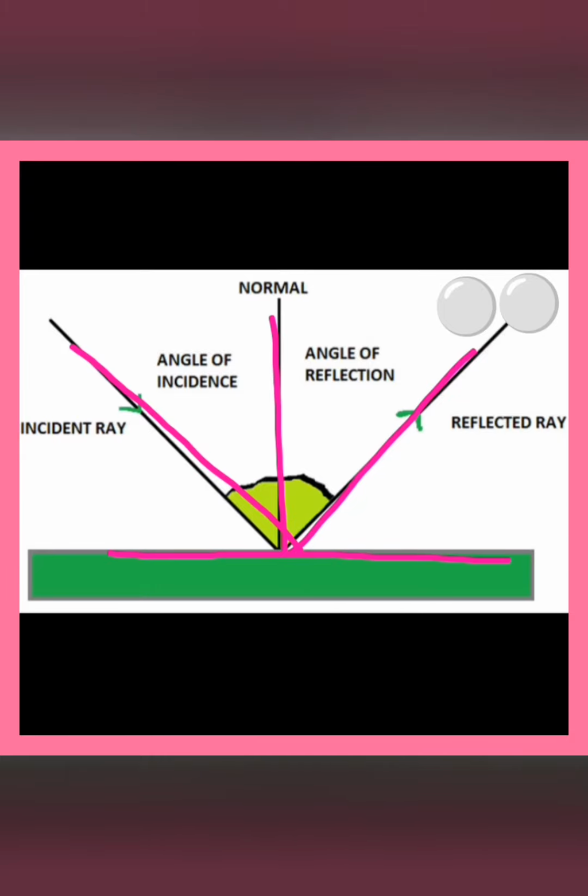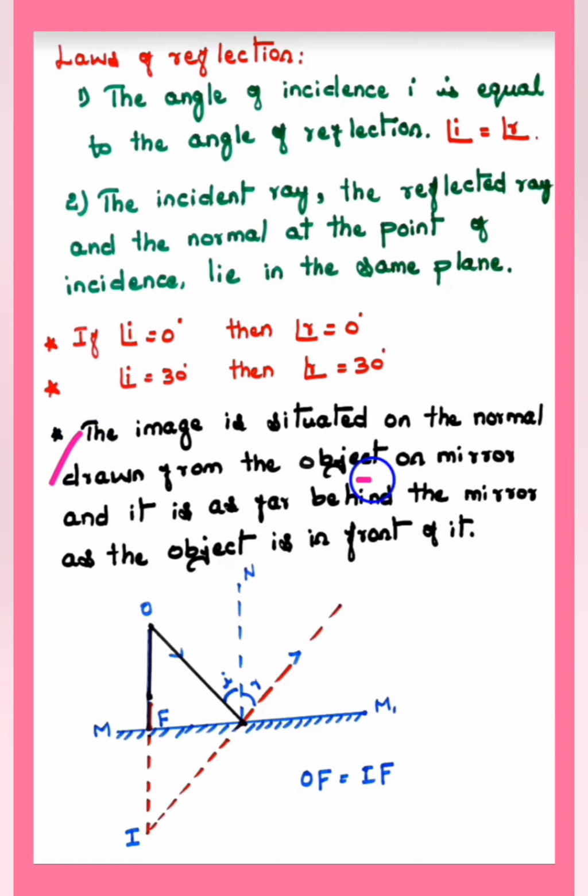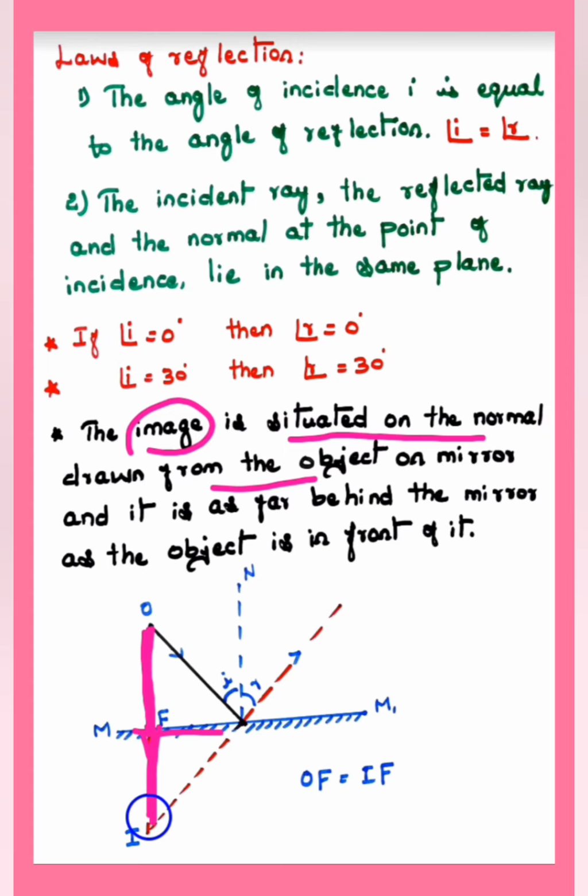Next, the image is situated on the normal drawn from the object to the mirror, and it is as far behind the mirror as the object is in front of it. Where will the image be situated if you place an object in front of a mirror? The image will be situated on the normal drawn from the object. If this is the object, you draw a normal to the mirror and extend the straight line behind it. This will be as far behind the mirror as the object is in front of it.